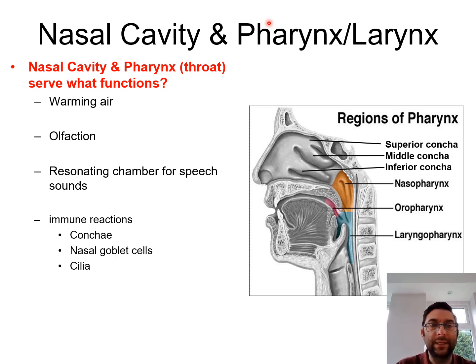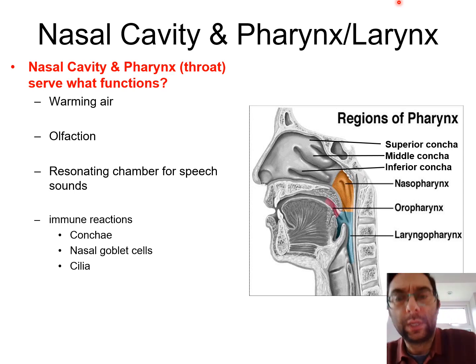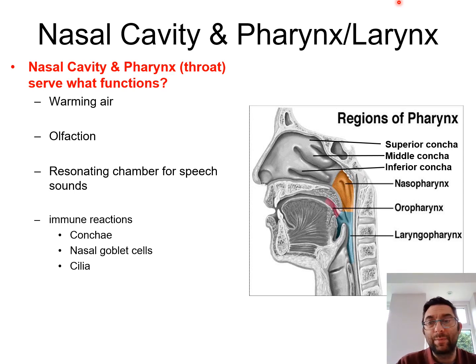And then lastly, another element of the immune system is called cilia. Cilia are very small hairs that line the nasal cavity, and again their function is to trap particles, but this time they carry them away to the pharynx, so this area, and they're cleared by either swallowing or spitting it out.